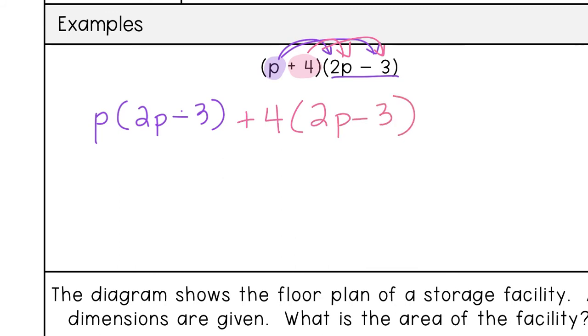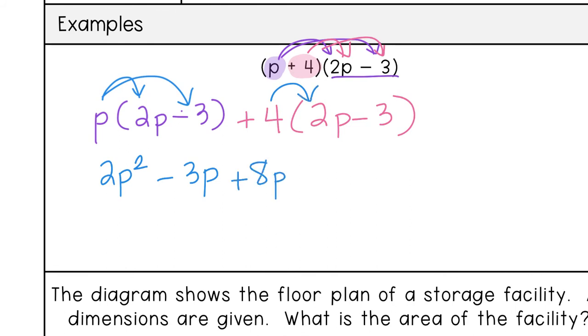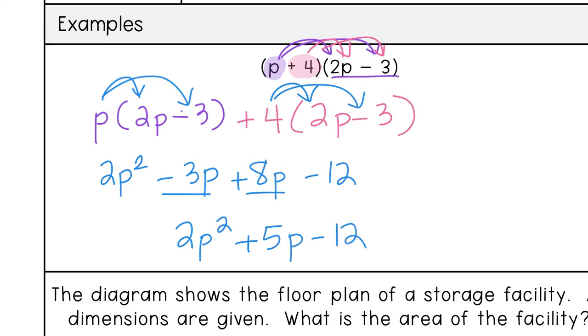Okay, now we need to multiply this out. P times 2p is 2p squared. P times negative 3 is negative 3p. Second part, 4 times 2p is 8p. 4 times negative 3 is negative 12. And then last step is you should see the 2 in the middle are like terms, so you can combine them. So this becomes 2p squared plus 5p minus 12.